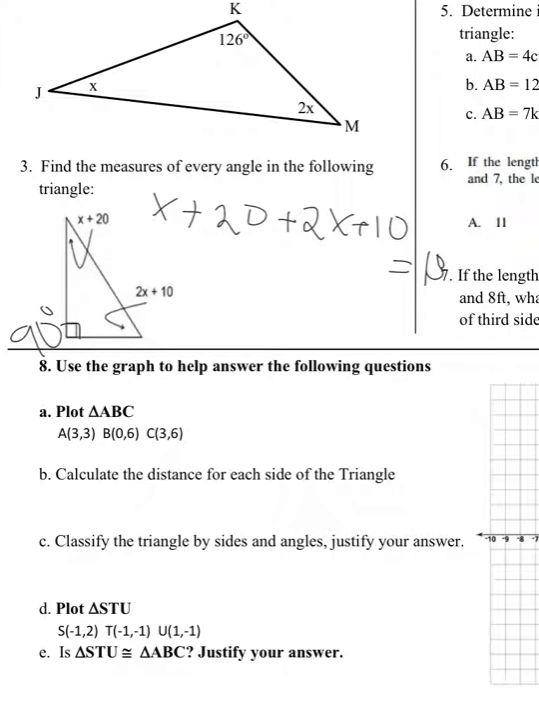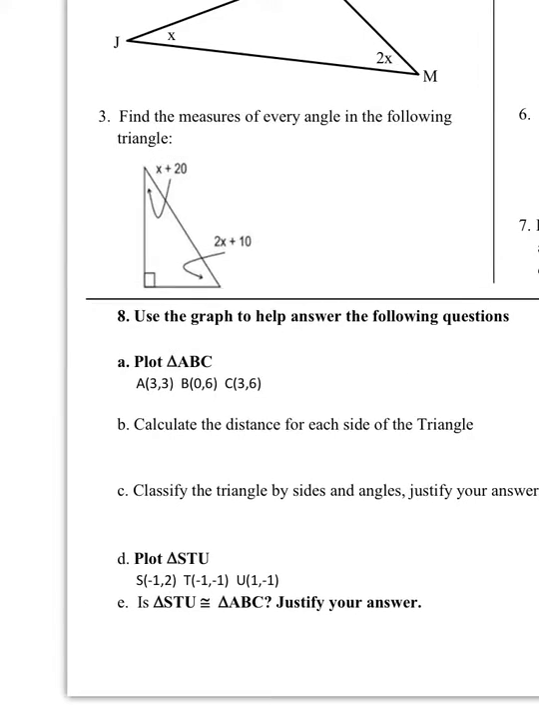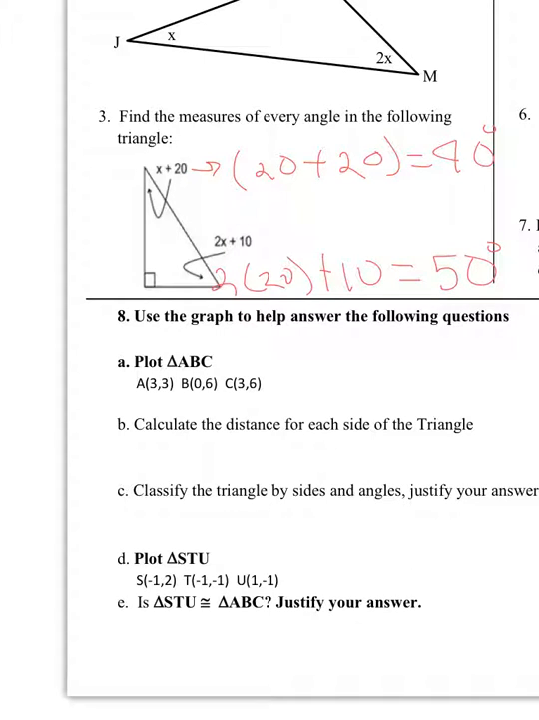And the screen disappeared again. There we go. So we're back here. We know x is 20, and you just want to make sure and plug it in. So here, 20 plus 20, that angle is 40. Here, 2 times 20 is 40, plus 10 is 50. And those are the two answers for number 3.